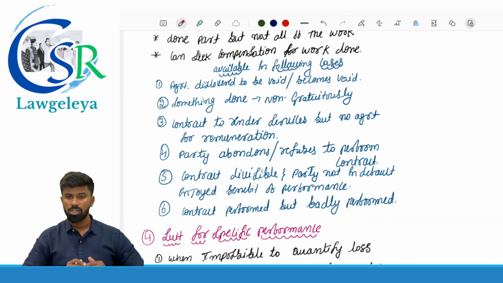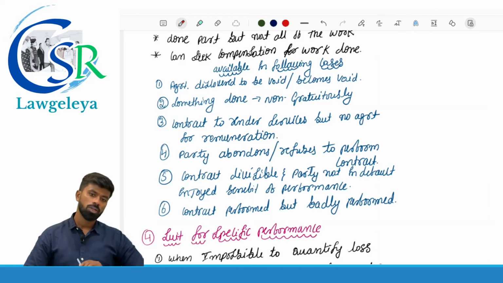First one, agreement is discovered void. If you have received any benefit, you have to pay for it. Something done non-gratuitously means without any intention of doing it free of cost. You have to pay for it. Contract to render services but no agreement for remuneration, you have to pay for it.